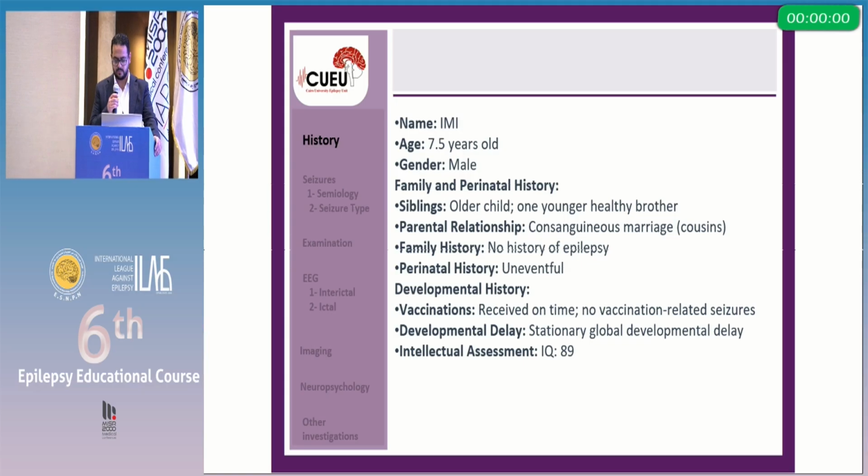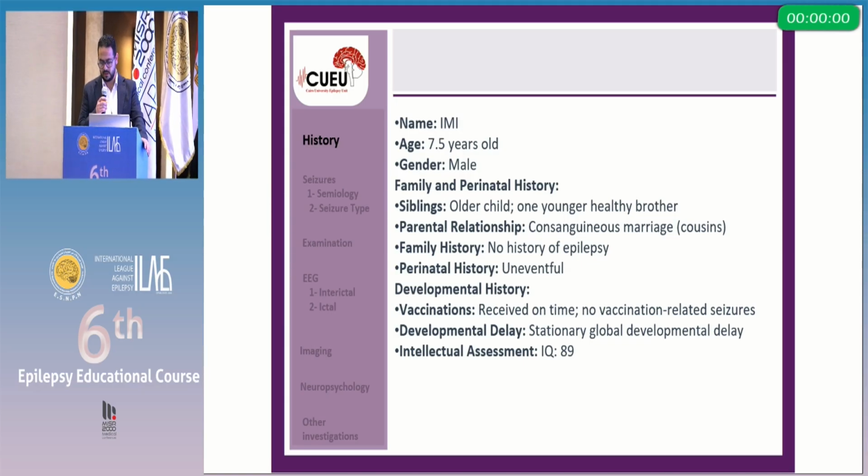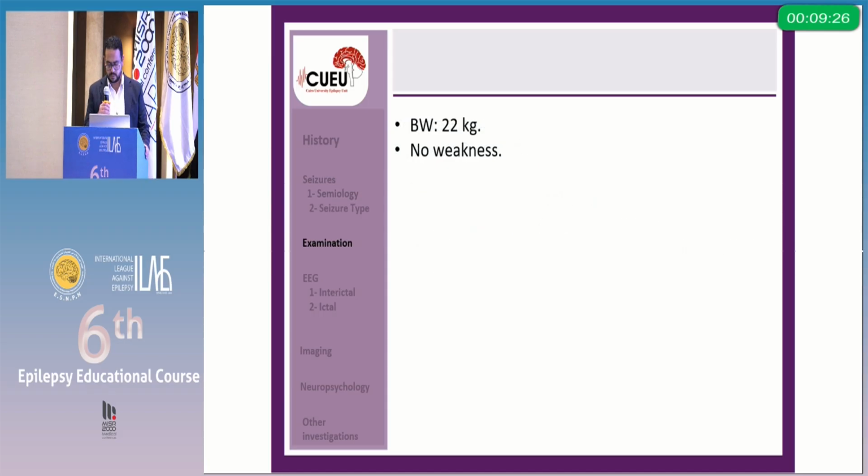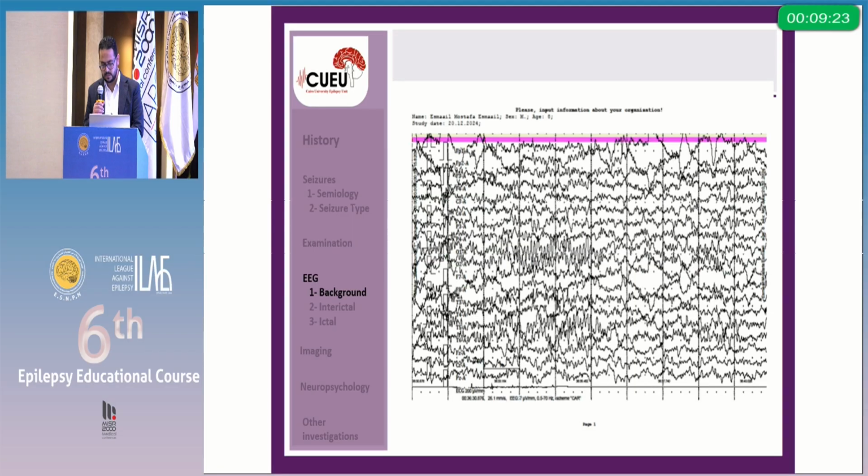So our case is a 7.5-year-old male with no family history, no consanguinity between the parents, and no family history of epilepsy or abnormal movements. Developmental history: global developmental delay, stationary, and he acquired skills but is still delayed. IQ 89. Seizure history: onset at 2 years. The abnormal events look like left focal aware seizures with abdominal aura and calling the parents, plus or minus bilateral tonic-clonic, but very rarely evolving to bilateral tonic-clonic. Body weight 22 kilograms, and by examination there is no weakness.